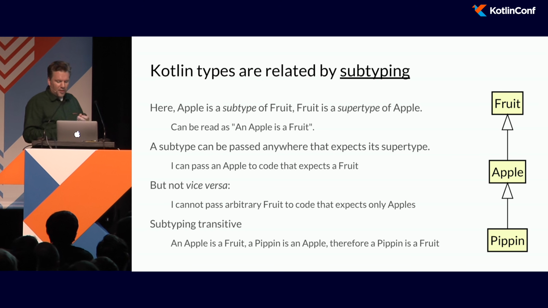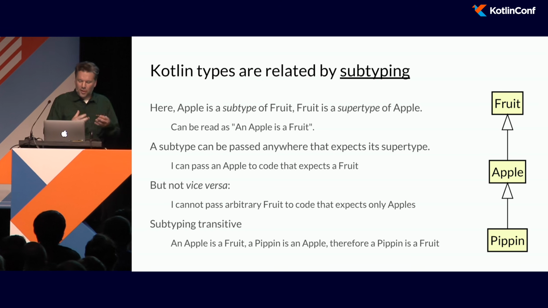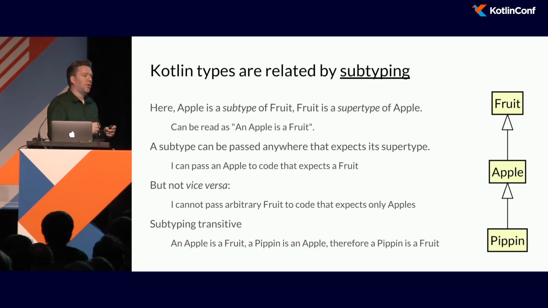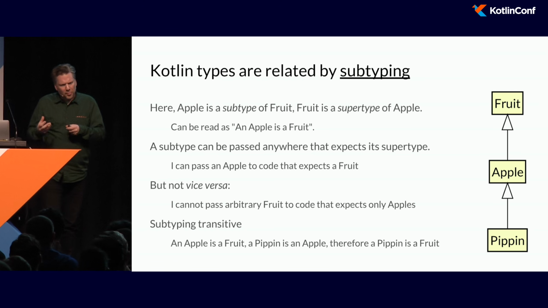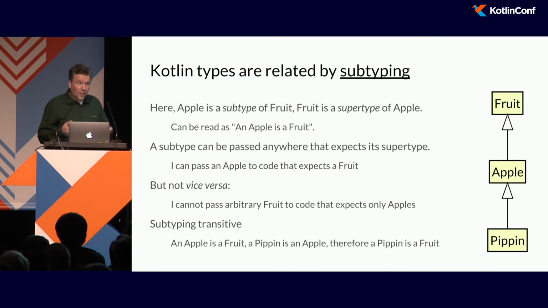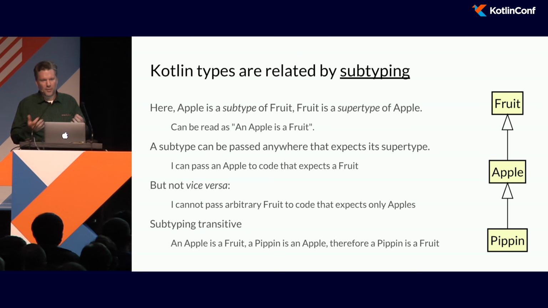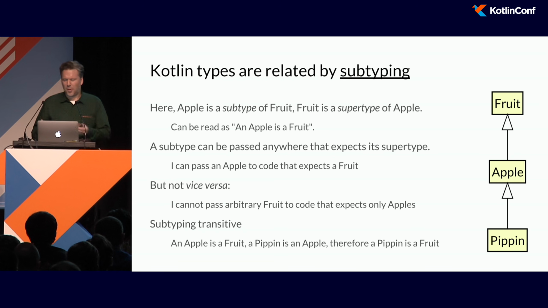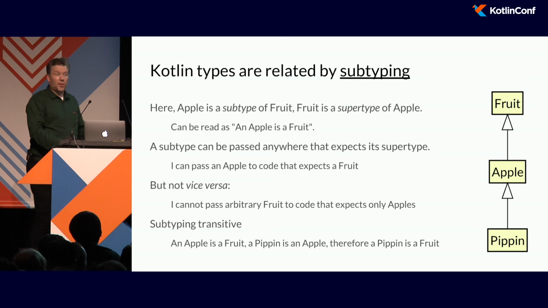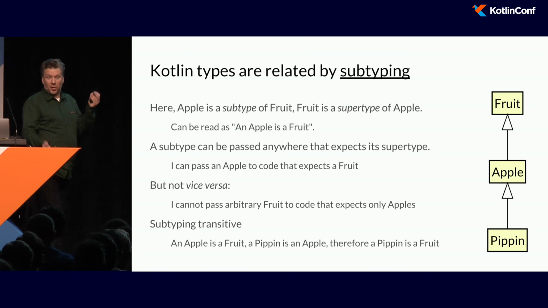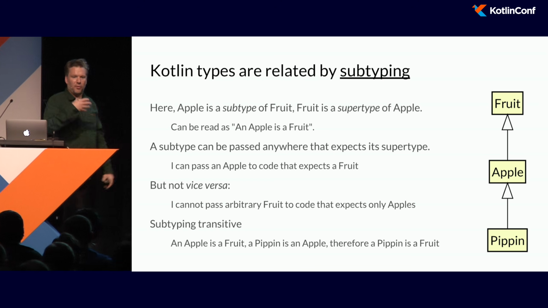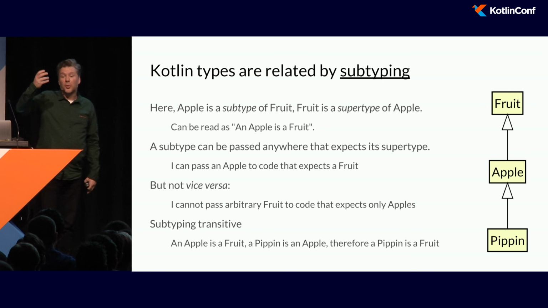One thing to be aware of is that subtype relationships between types and subclass relationships are not always the same, particularly with generics, but also with interfaces. But again, you'll only notice that if you're using reflection, and thankfully in Kotlin, we don't need to use reflection very often. I might be saying that quite a lot in this talk. And subtyping is transitive, so if I have a subtype of a subtype, then it also is a member of the supertype. So in this case, a Pippin is a kind of Apple, and therefore it's a kind of Fruit, because Apple is a kind of Fruit as well.